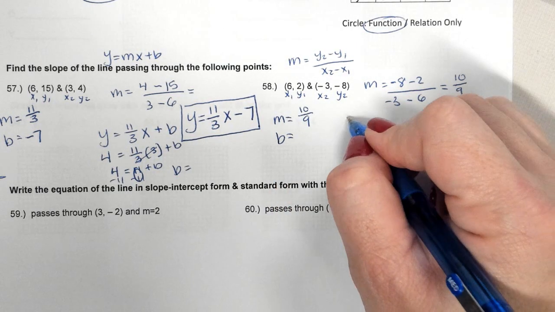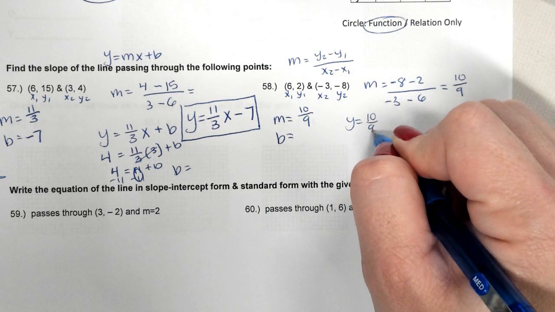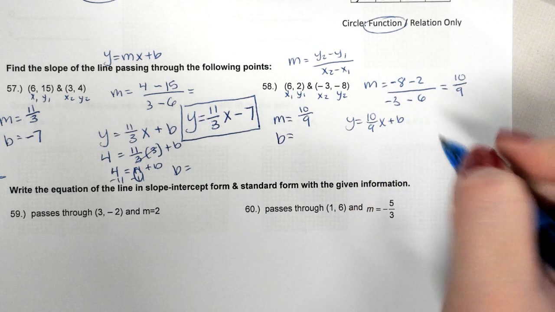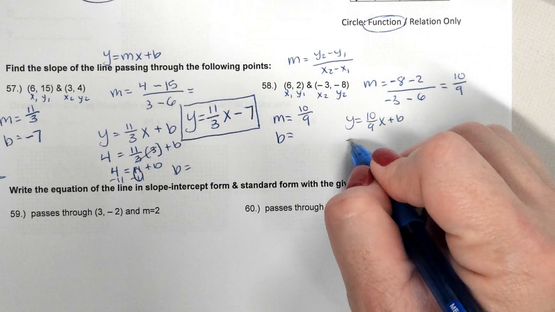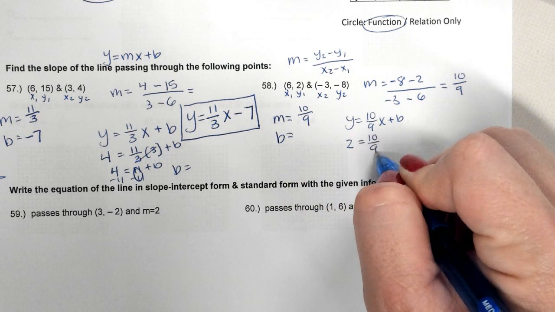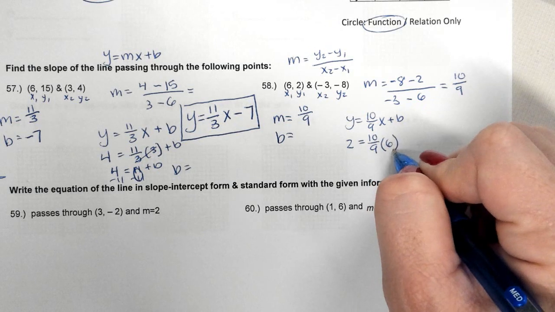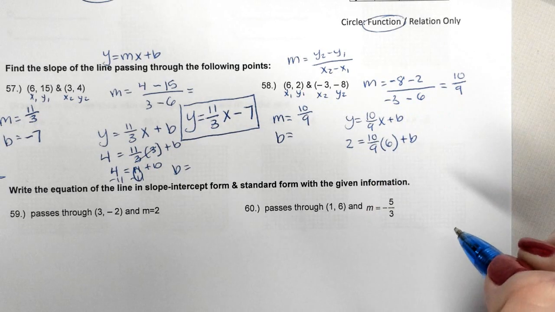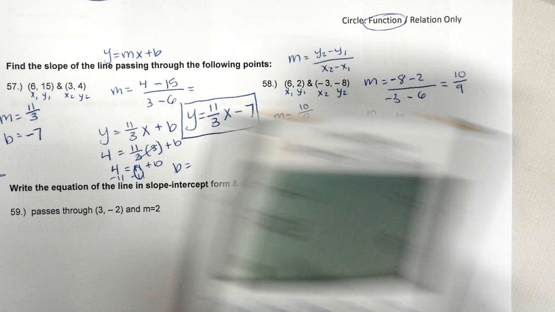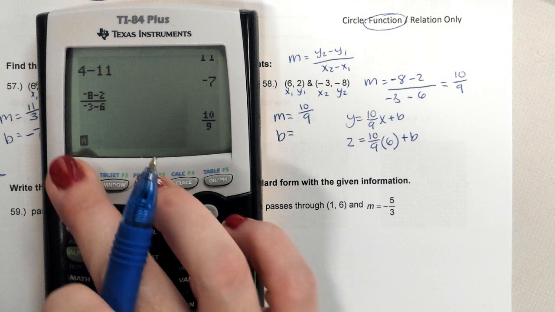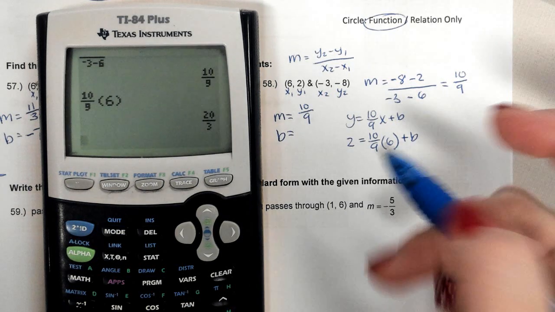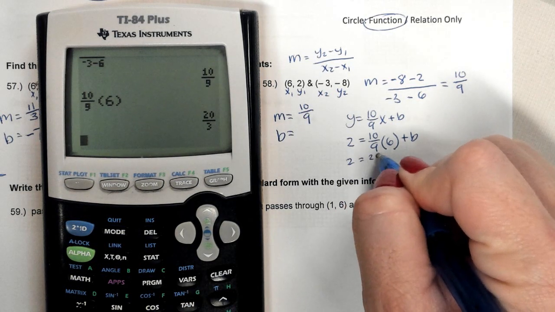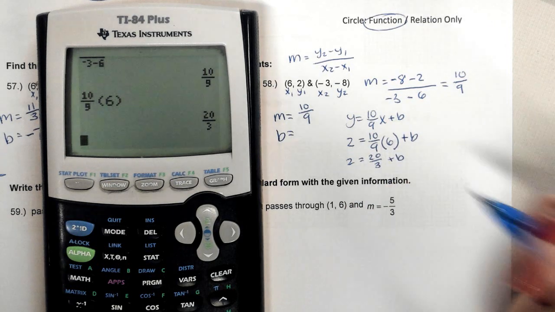So I know y equals 10 over 9x plus b. And I'm going to choose my positive numbers. So I know that y is 2 equals 10 over 9, and instead of x, I'm going to type 6, plus b. And here I'm going to do alpha y equals enter 10 over 9 times 6. That gives me 20 over 3. So I get 2 equals 20 over 3 plus b.